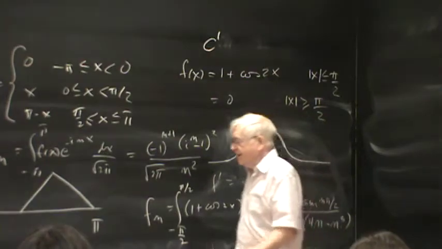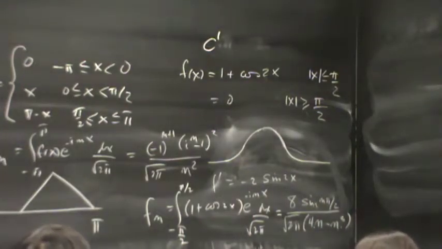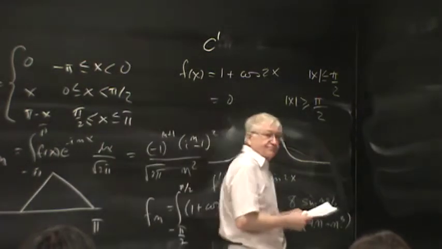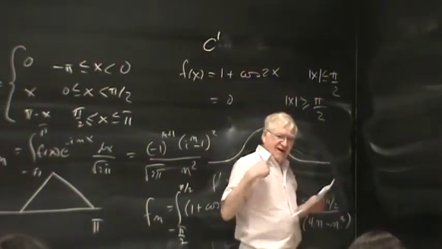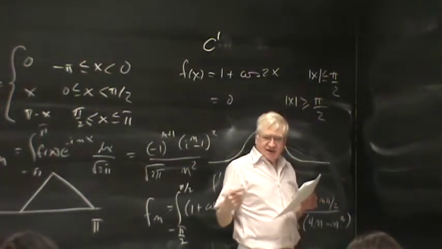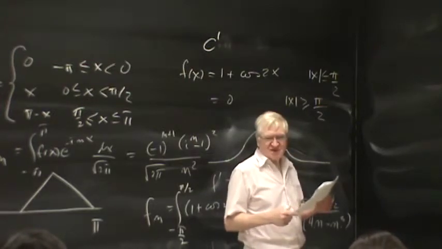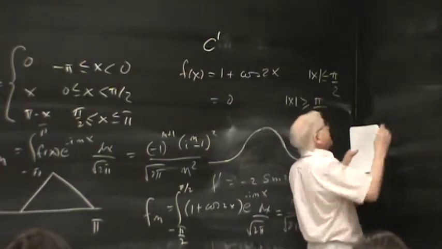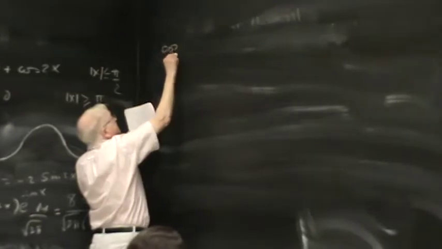The next example has an intrinsic interest as opposed to just something I pulled out of my nose. In fact, there's a certain magic that is about to appear, maybe 5 minutes from now. So let us consider the Fourier series for cosine mu x.